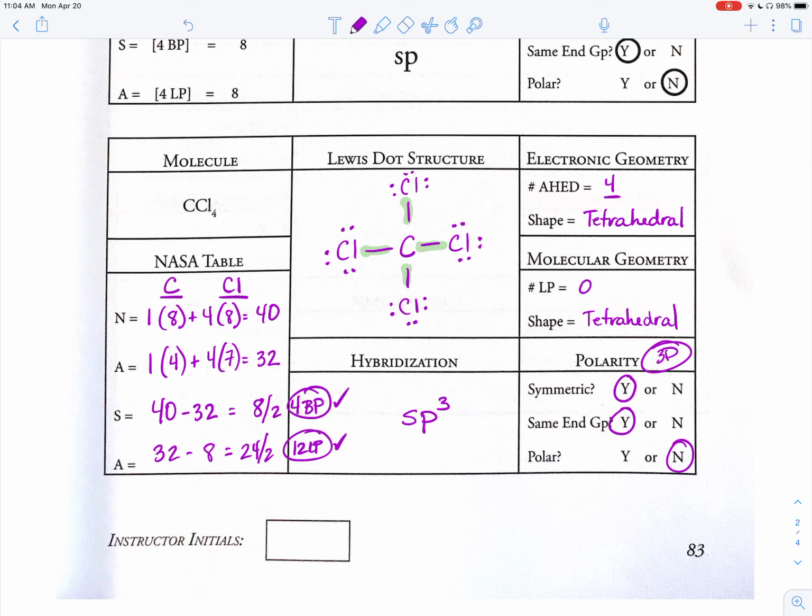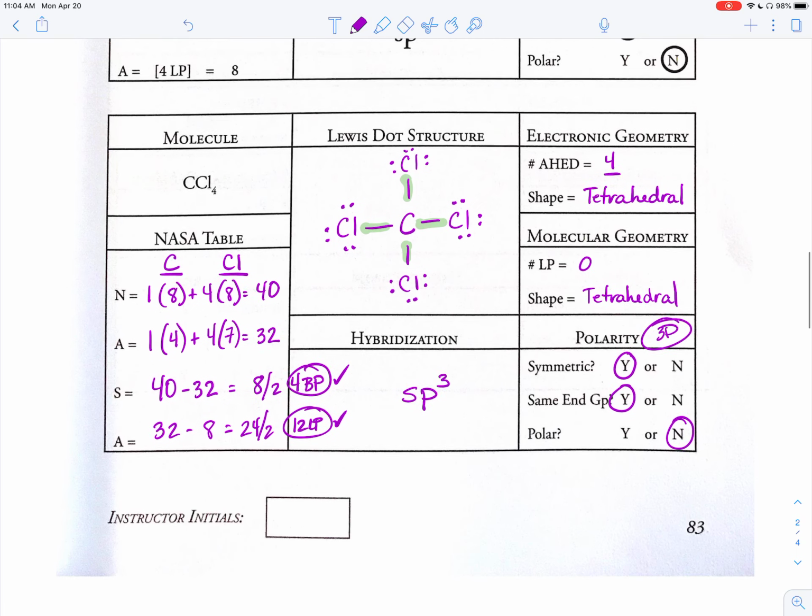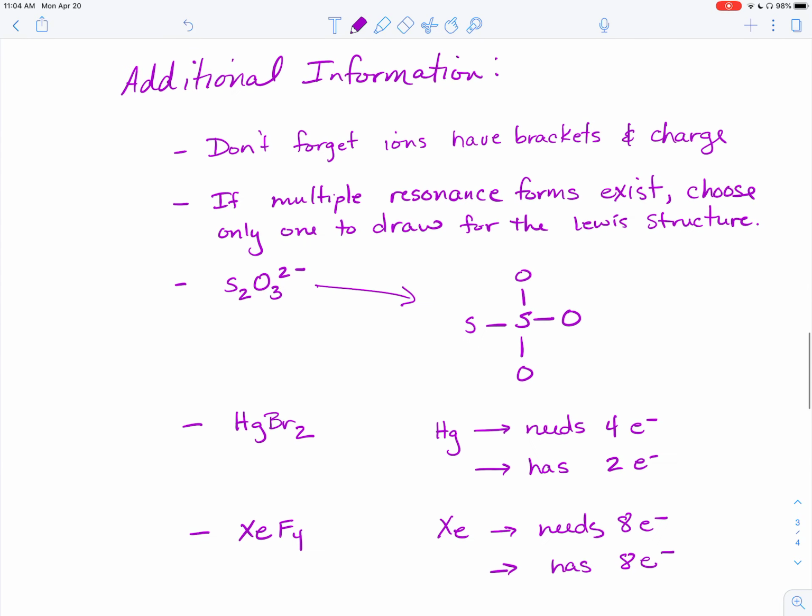Okay, so this is what you would do. Go through all of the rest of the problems within your report form and answer the few post-lab questions that are after that. There are some additional pieces of information that I do want to remind you about. Don't forget that there are several ions in this packet that need brackets, and the charge that's associated with that ion also within the Lewis dot structure. So don't forget those. That's a part of the structure itself.